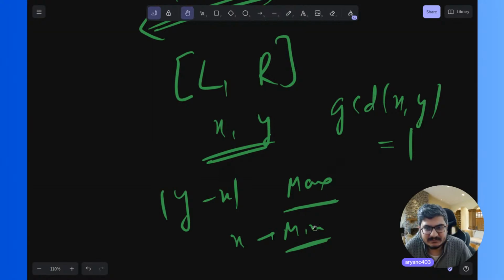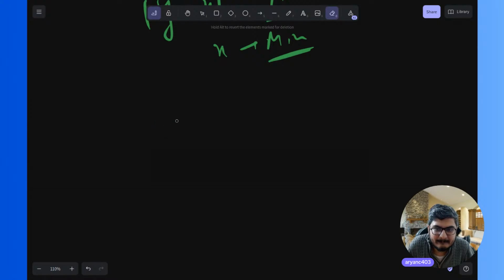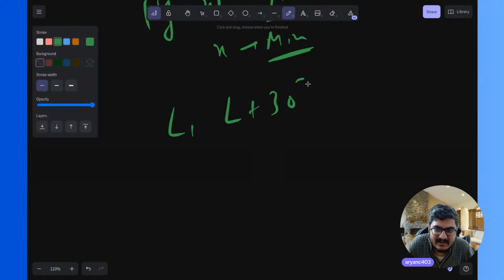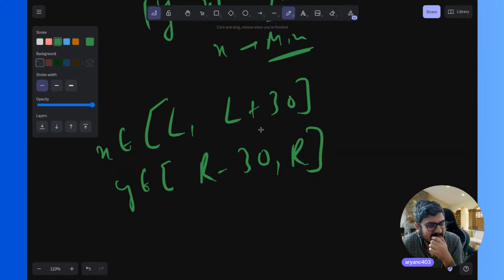The crux of this problem was, you just look at all the values between L and L plus 30, take x from this range and y from the range R minus 30 to R, and just find the pair in these ranges and that should be enough. I will probably try to prove it now, but essentially this was the solution. If you want the answer with GCD 1, then you just look at values between L and L plus 30 and R minus 30 to R. Like, 30 is kind of a magical number.